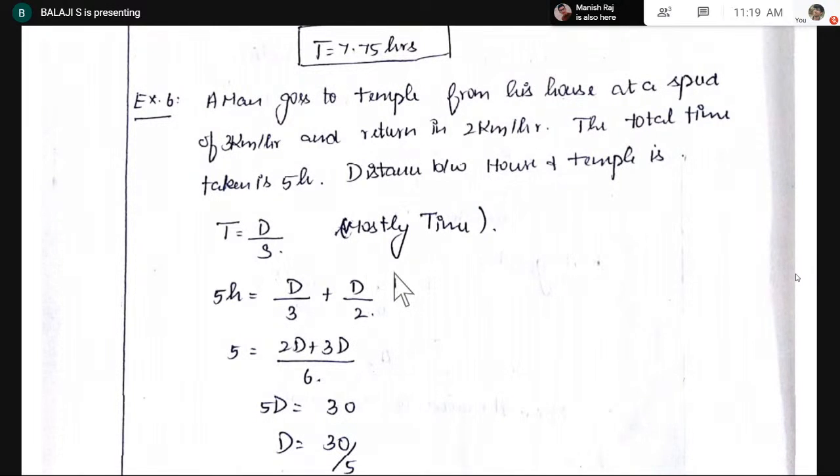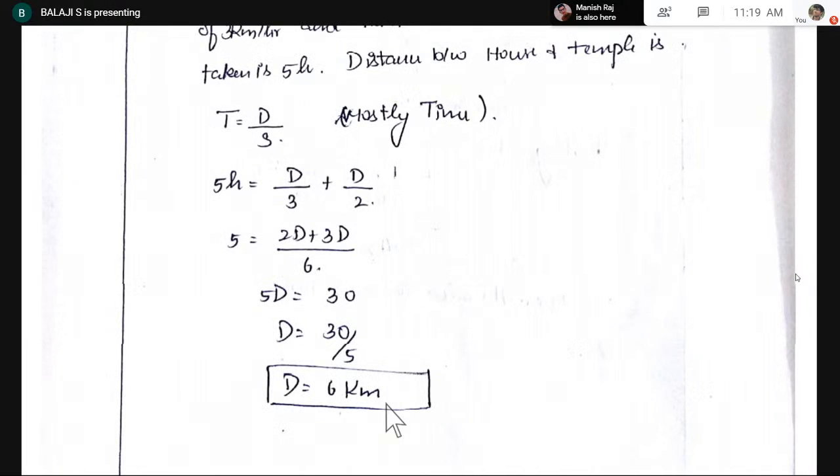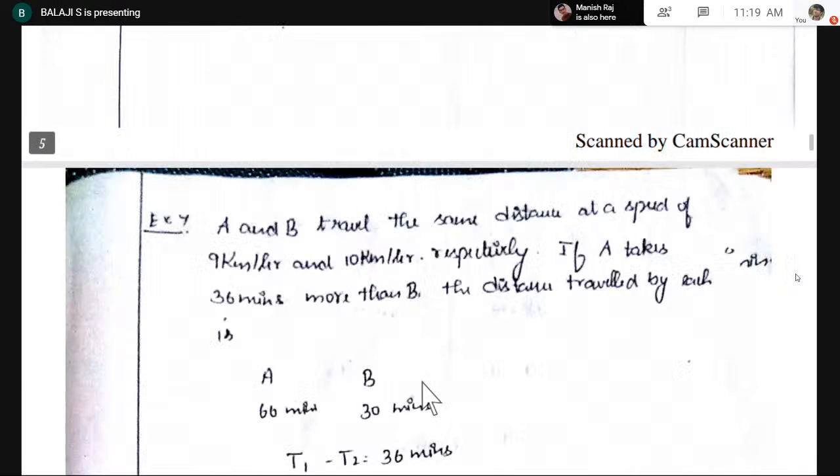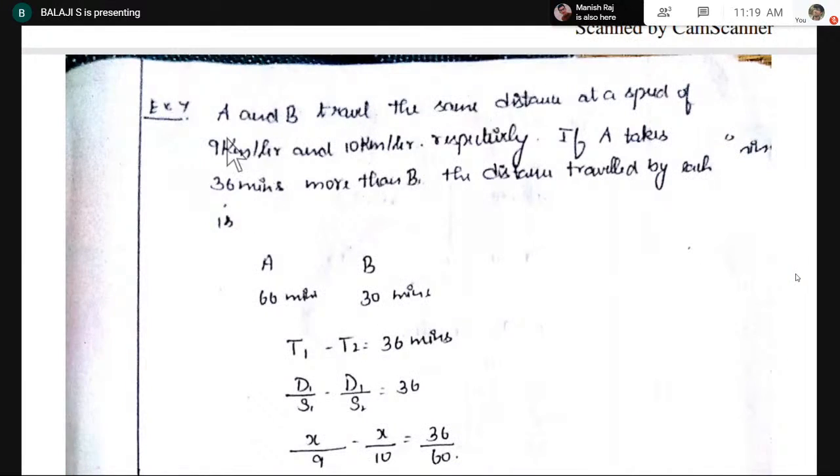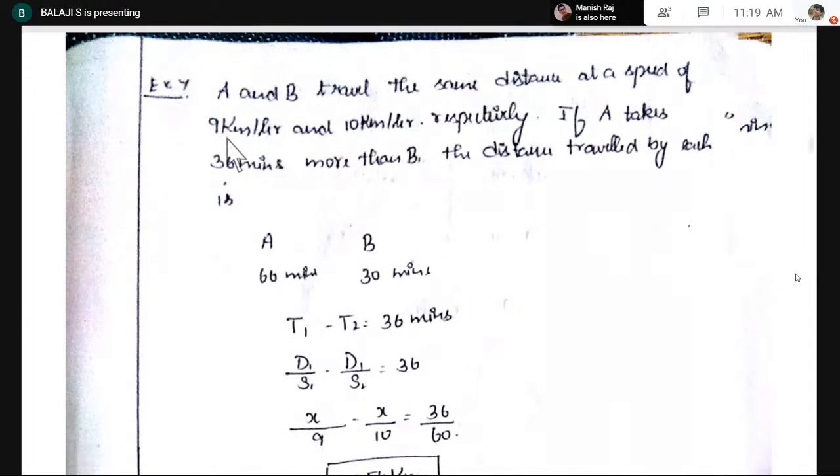So if you substitute and take the LCM, we will easily get the distance by solving mathematically. Is it clear? Moving on to the next question. Read the question. It is similar to the previous question.